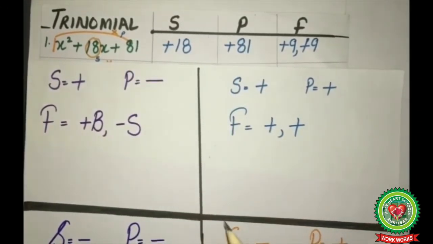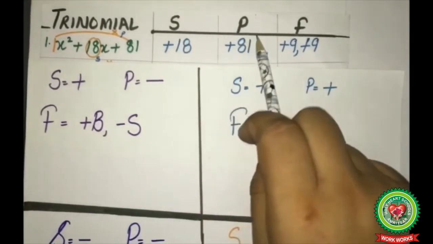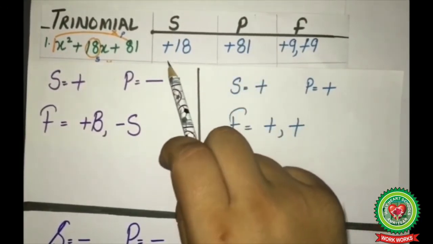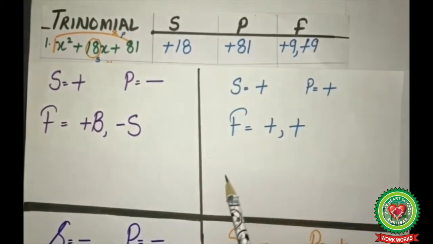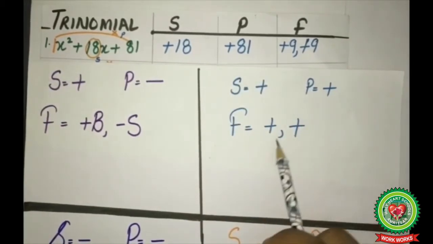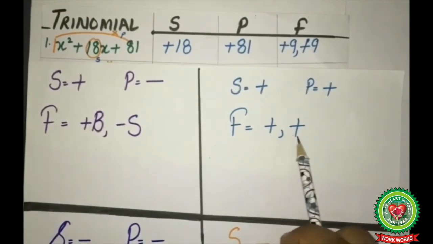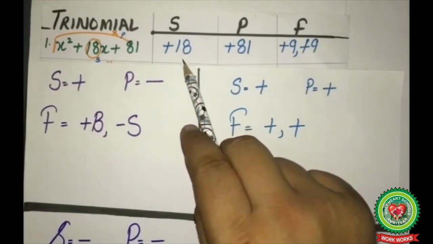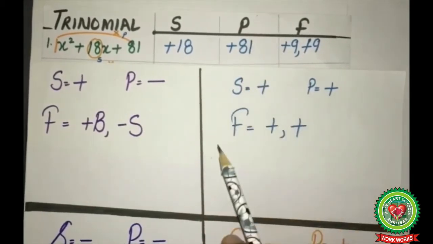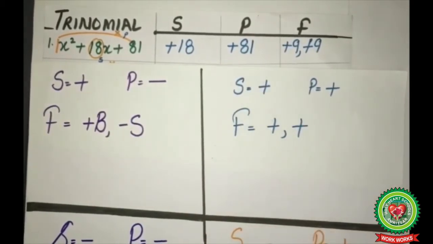Now students, we see that the sum and product both have a plus sign. So that means both the factors will also be of the same sign, and that sign will be plus. So now we need to identify two numbers whose sum will be 18 and whose product comes out to be plus 81. And those two numbers are plus 9 and plus 9.